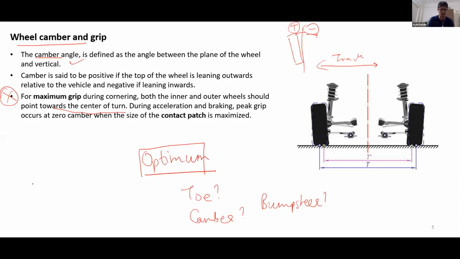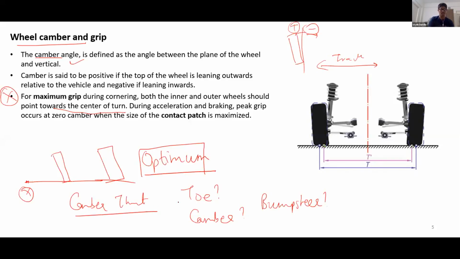What this line over here says is, say you're looking at the front view and this is the center of the turn, right? You have two wheels in the front and the rear. You would like both your wheels to be pointing in this direction, right? The car is coming out of the screen. So you would like to have both your wheels such that the top of the wheel points towards the center of the turn, the inner and the outer wheel. This phenomenon is called camber thrust.